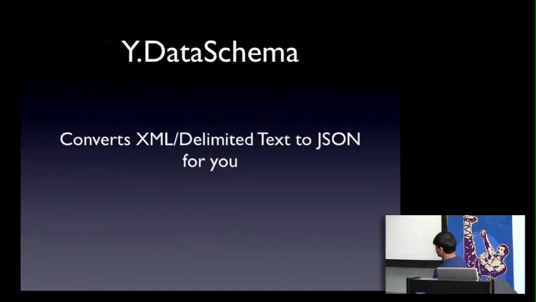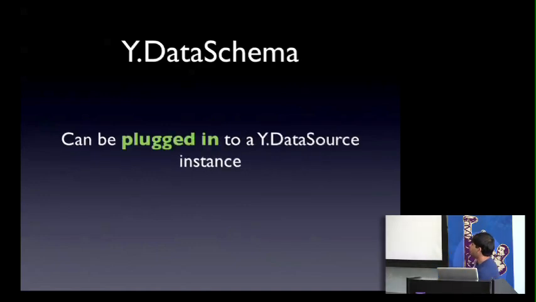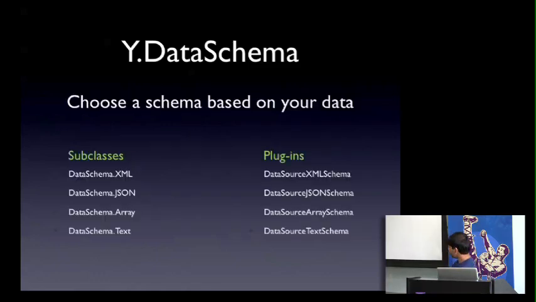Another really good reason is that it converts XML and delimited text to JSON for you. So no matter what your server returns, you can work with JSON on your front end. That's a looser coupling between your front end and your back end, which is valuable. Data schema can be used as a standalone module by itself, or, I think the most popular use case, it can be plugged into a data source instance. Either way, you can specify schemas on different data structures: XML, JSON, arrays, and delimited text.